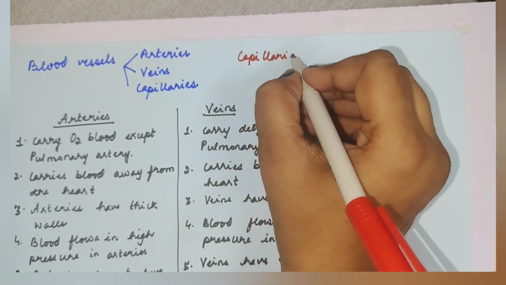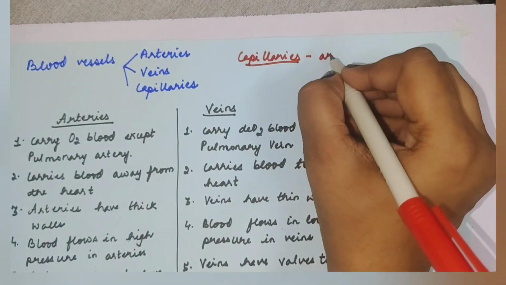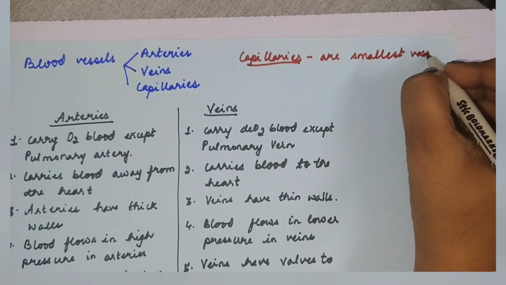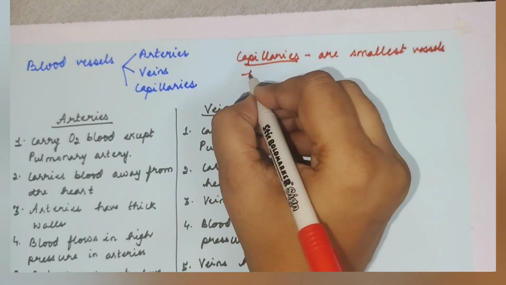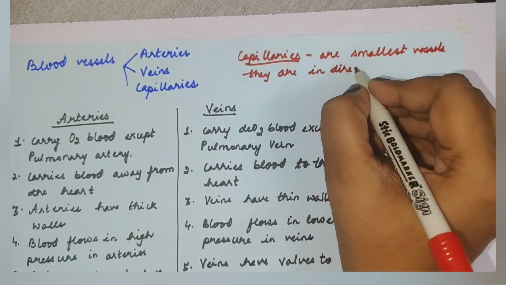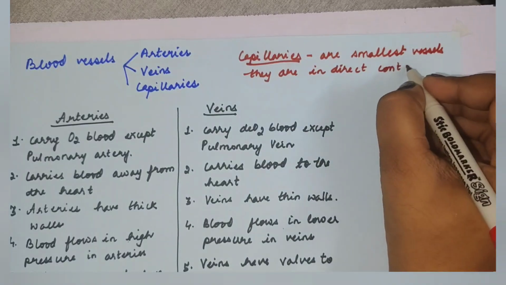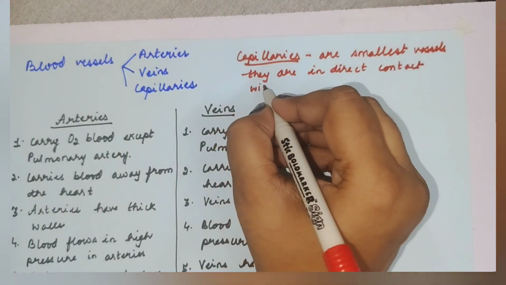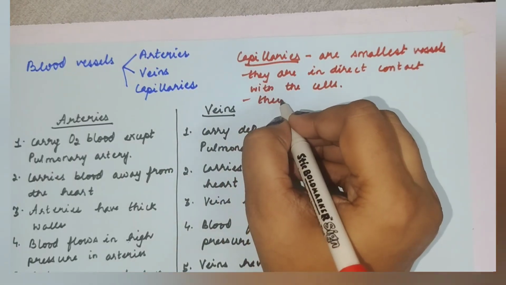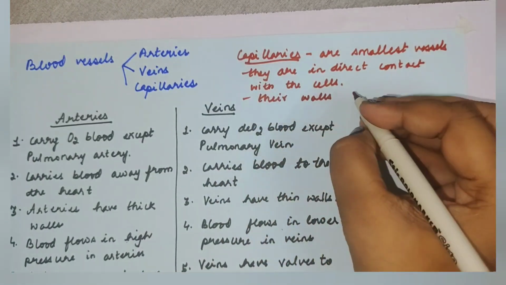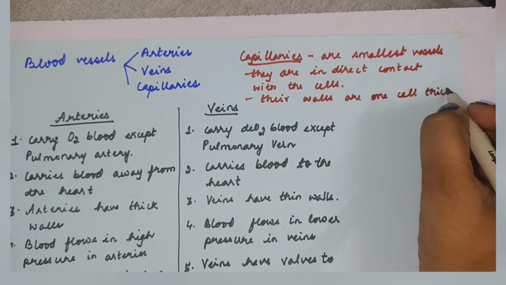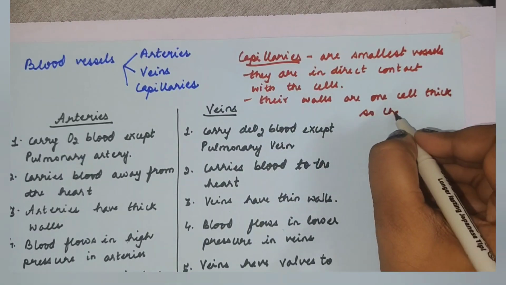Next comes the capillaries, which are the smallest vessels as they connect with the cells. As the materials which are transported in the blood have to reach each and every cell of the body, therefore the walls of the capillaries are one cell thick, so that the exchange of material between the blood and the cells takes place easily.